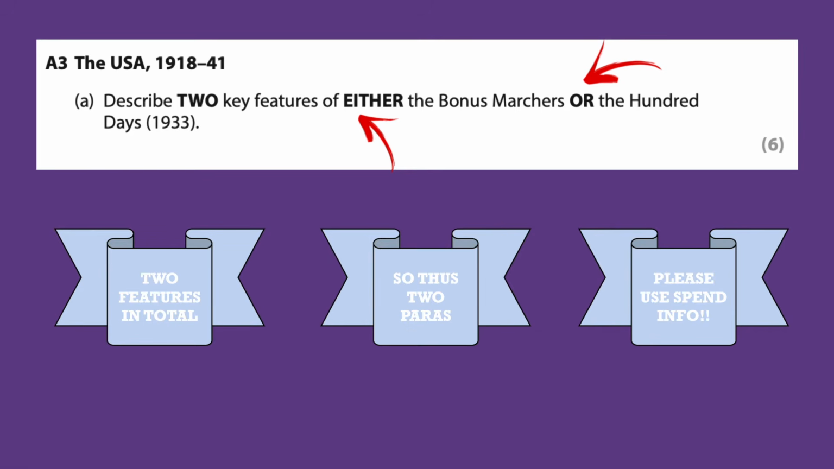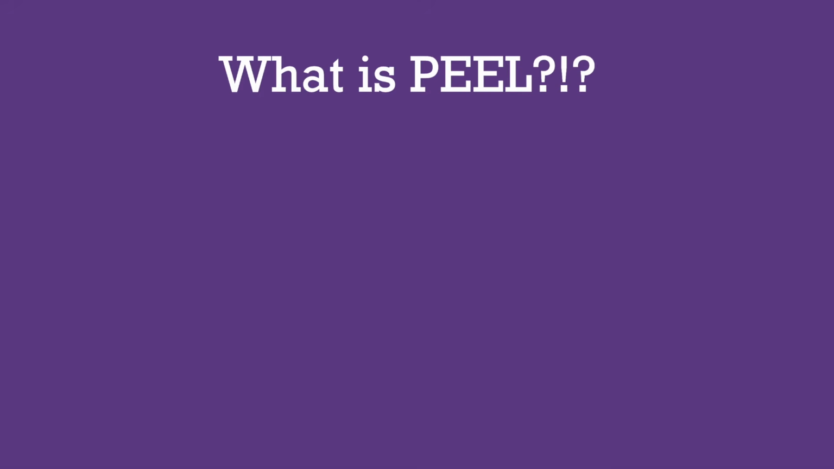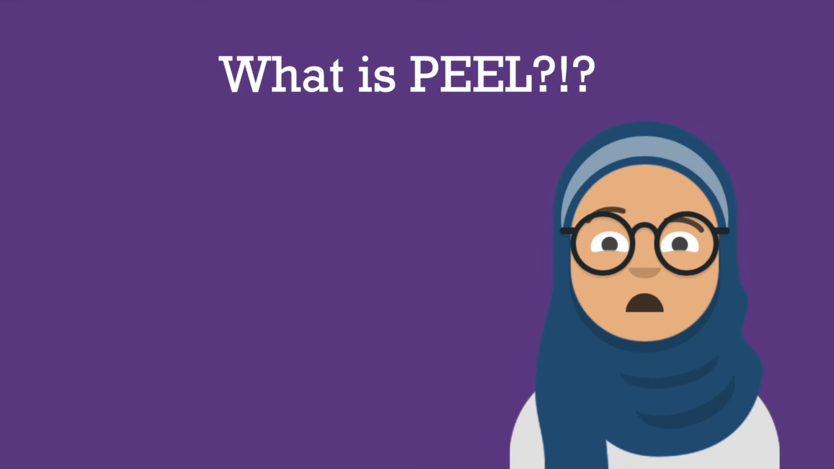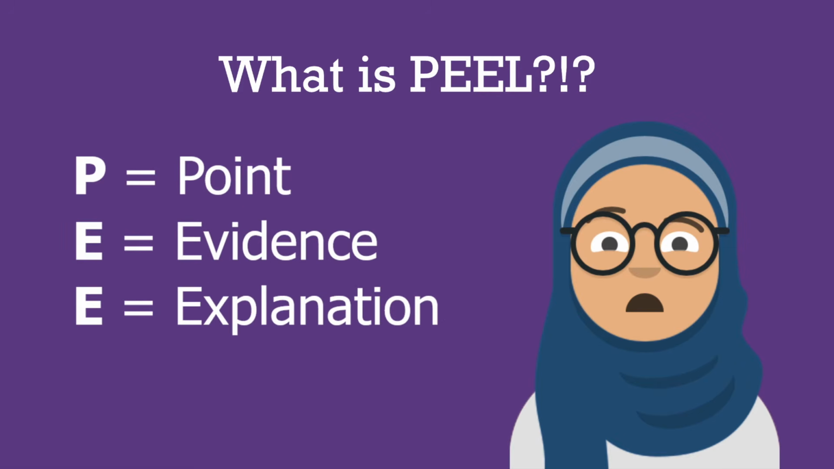And the last, most important point is that you should use the PEEL method. If you don't know what it is, since you might not have watched my previous videos, let me go ahead and tell you. Don't get confused, it's okay. It's quite simple. P stands for point, E stands for evidence, the second E stands for explanation, and L stands for link. So in total, you have to use PEEL, this whole formula, in one paragraph.